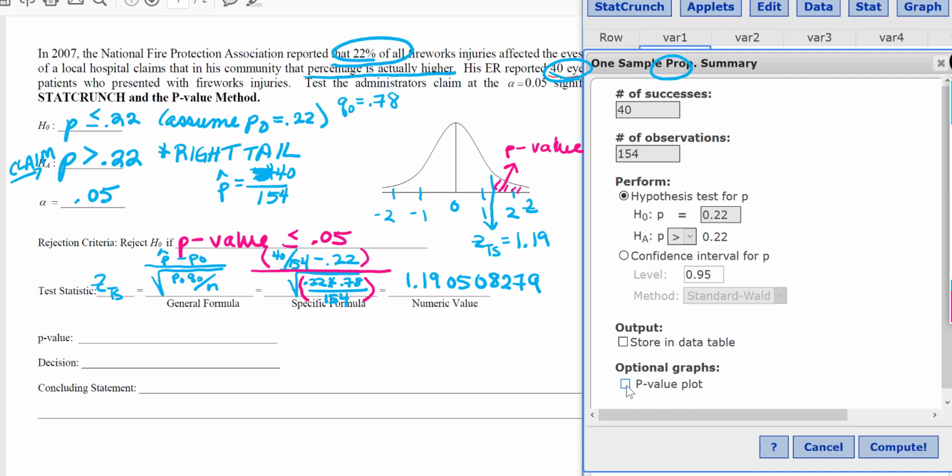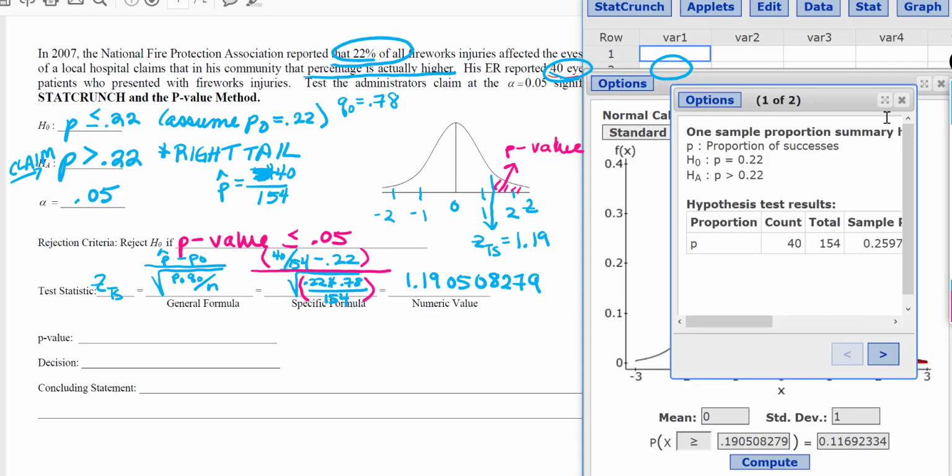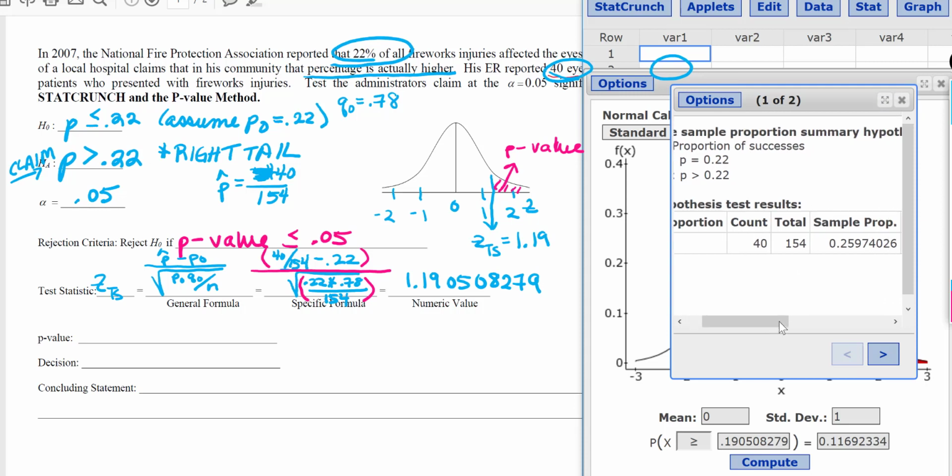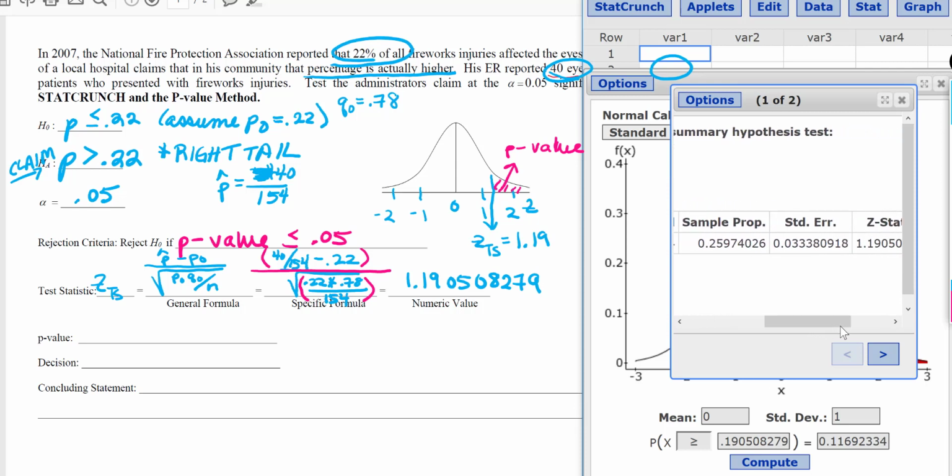I'm also going to do the optional graphs, the p-value plot, just so that you can see what this looks like. So I'm going to go ahead and then hit compute. And let's see. Okay, what information does it give us? It gives us our sample proportion count 40 over 154. It gives us also our z-test statistic. It was very close to what we calculated on the calculator, and our p-value, which we also calculated using our normal distribution. So it gives us all that information as well. So you can use StatCrunch in a variety of ways.